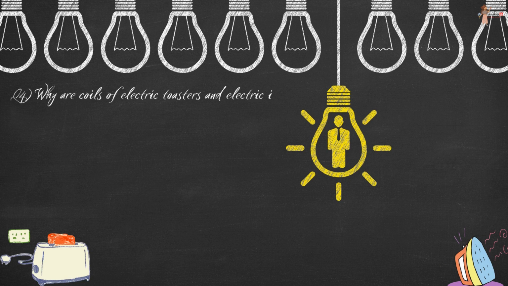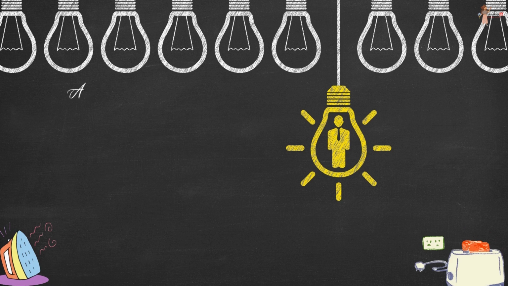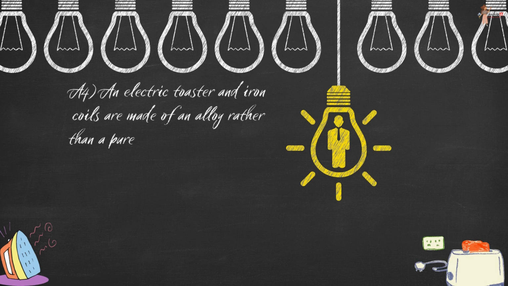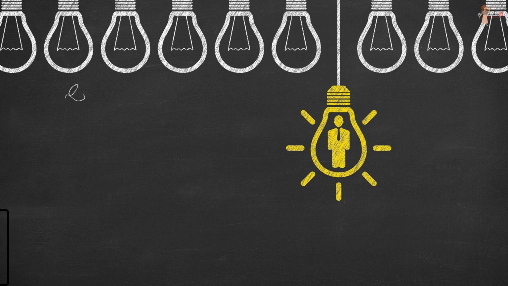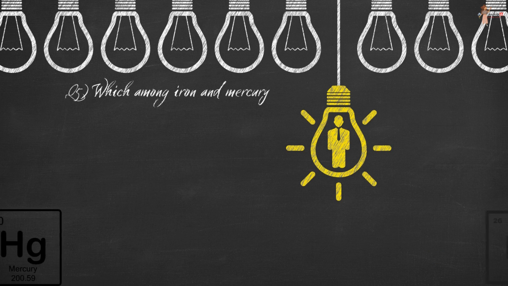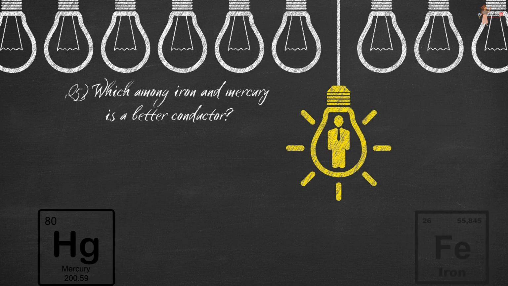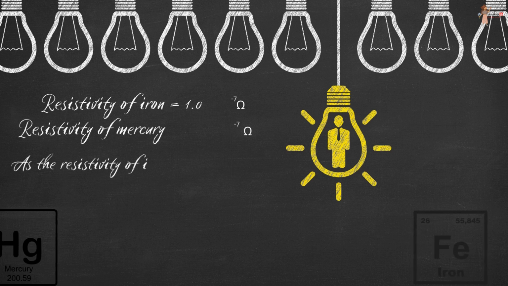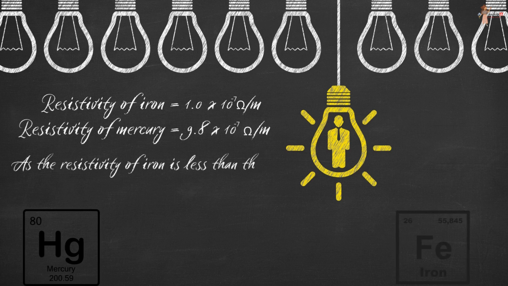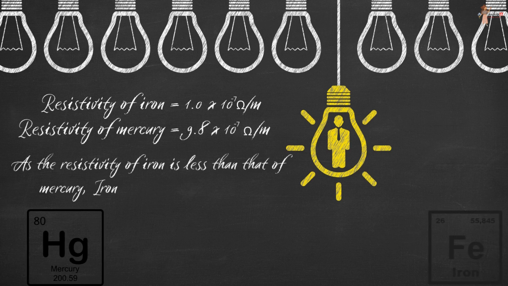Why are coils of electric toaster and electric irons made up of an alloy rather than a pure metal? An electric toaster and iron coils are made of an alloy rather than a pure metal because an alloy has a higher resistance than a pure metal. Also, the alloys do not melt easily at high temperatures. Which among iron and mercury is a better conductor? As the resistivity of iron is less than that of mercury, iron is a better conductor of electricity.